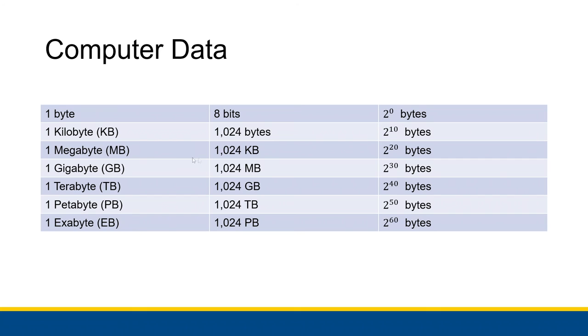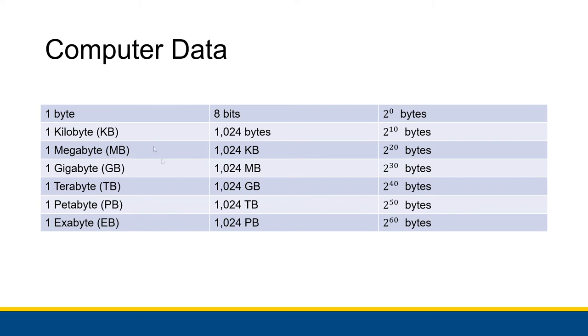And then you have the megabyte, which is 1024 kilobytes, or 2 to the 20th power bytes. A gigabyte is 1024 megabytes, 2 to the 30th bytes. A terabyte is 1024 gigabytes, or 2 to the 40th bytes. A petabyte is 1024 terabytes, which is 2 to the 50th bytes. And an exabyte is 1024 petabytes, which is 2 to the 60th bytes. Petabyte and exabyte is where you start getting into the idea of big data, and there are even measures beyond that, like zettabyte and yottabyte, I believe. So we have a lot of ways to measure our data here.